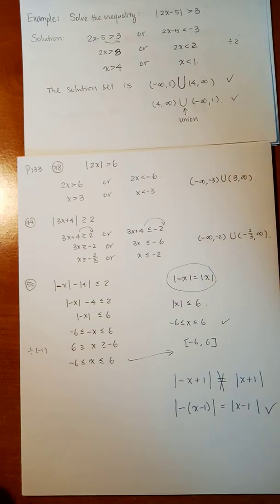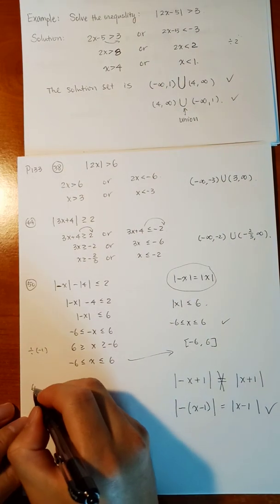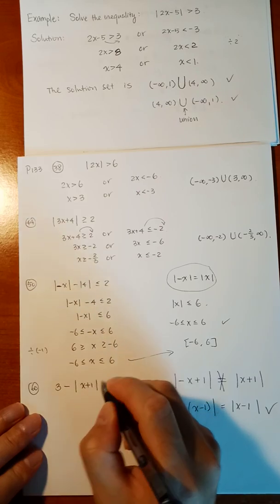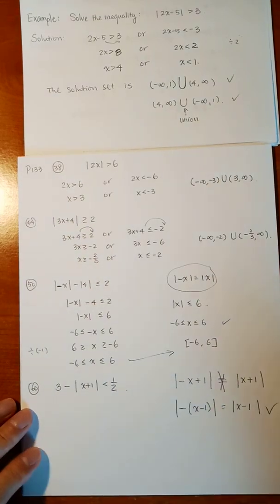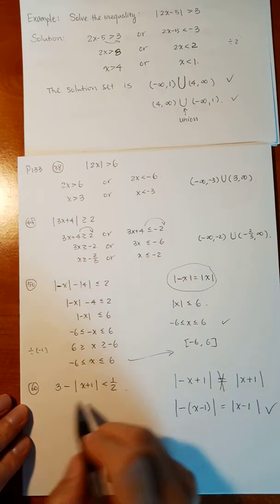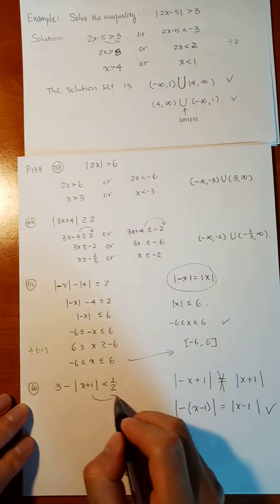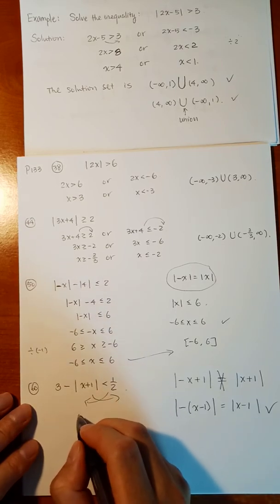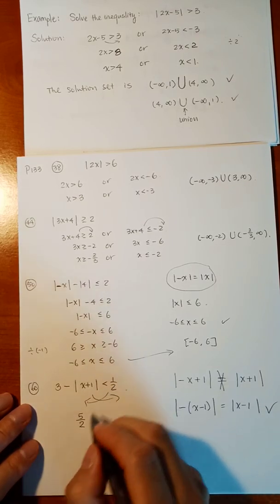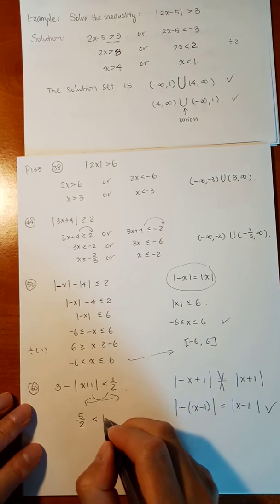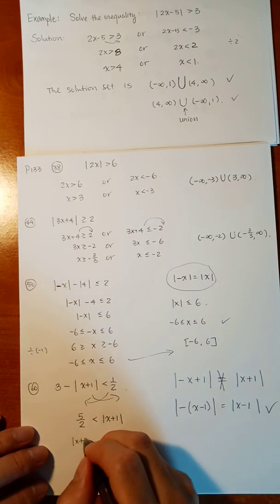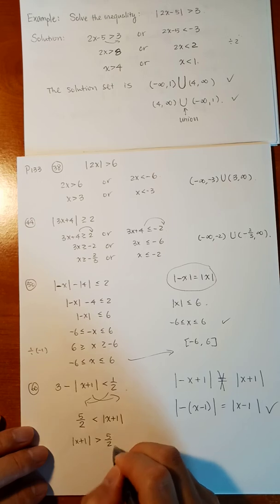Okay, what else? Okay, 60. 3 minus absolute value of x plus 1 less than 1/2. Well, first let's simplify it. We move this absolute value to the right side, 1/2 to the left side. So 3 minus 1/2. 3 is 6/2, minus 1/2 is 5/2, is less than absolute value of x plus 1. Okay. Well, let's write it in the traditional order.